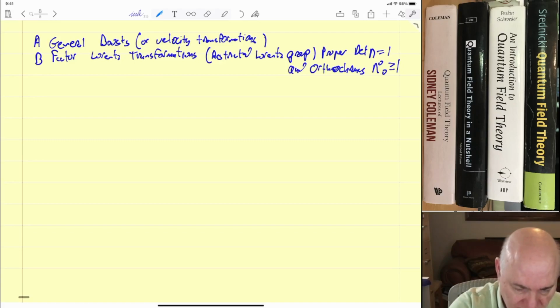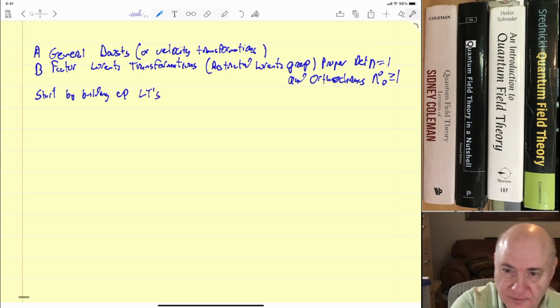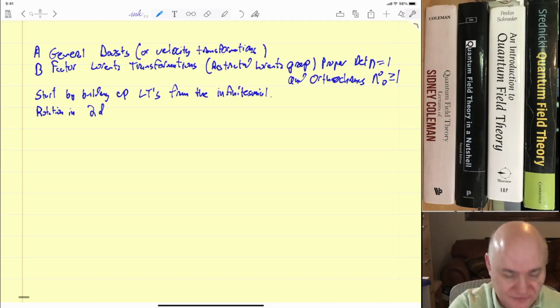Now, we're going to start by building up Lorenz transformations from the infinitesimal. And you've all seen how this goes, but just to review, let's say we're doing rotations in 2 dimensions. It's always good to go back to the easy cases.